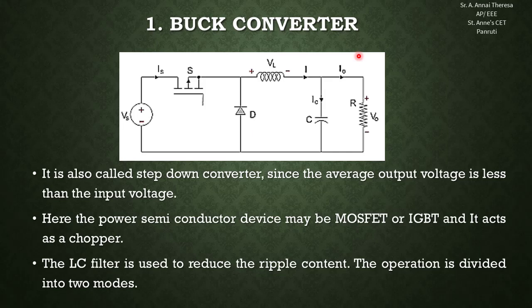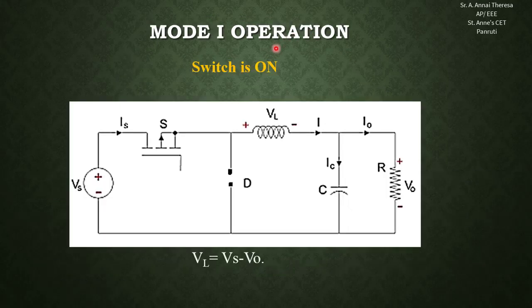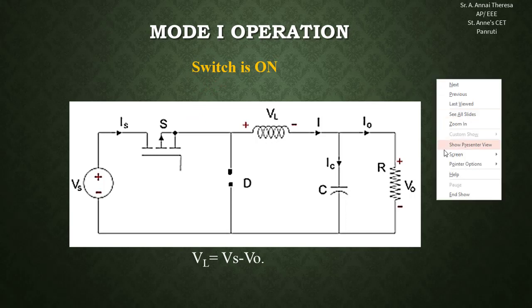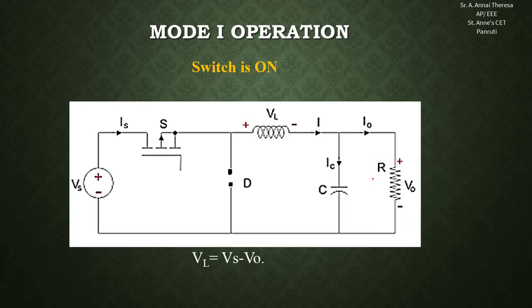We can see the two modes of operation. This is the first mode. First mode is when the switch is on. Second mode is when the switch is off. So this is the first mode, that is the switch is on. Now let us see what is the operation under this mode. So now we are giving the supply. Now the switch is on.